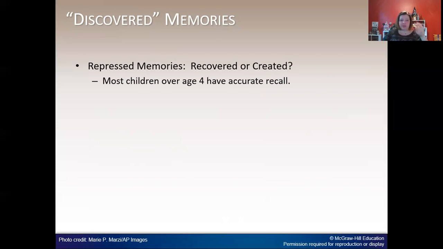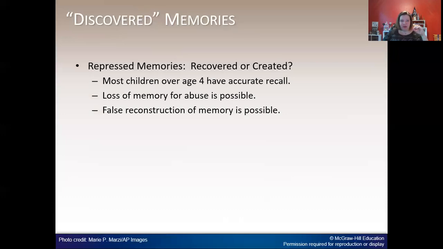By the time a child is 4 years old, they pretty much have accurate recall. By the time a kiddo is 4, the brain has matured to a point where the memory processes have matured, and memories are more accurate. You were less likely to fill in the blanks because going from point A to point B doesn't make sense.